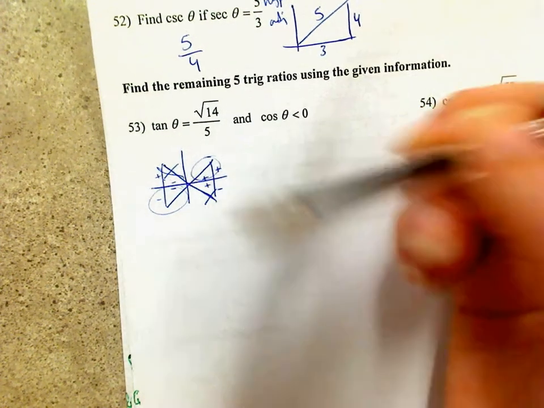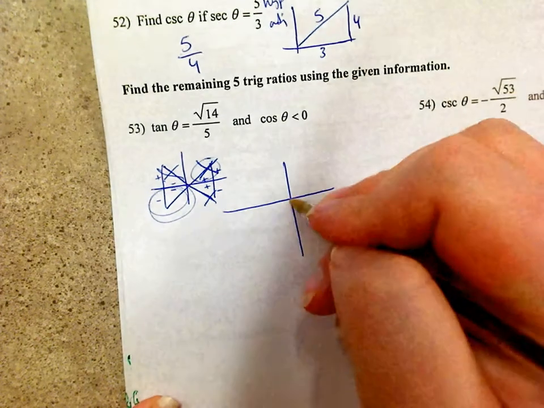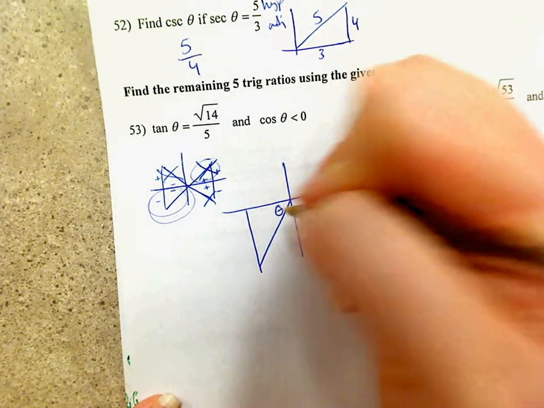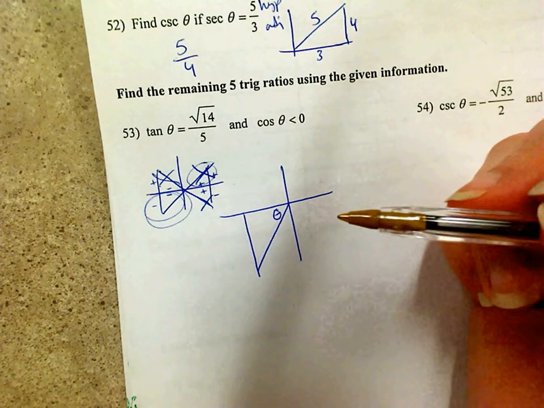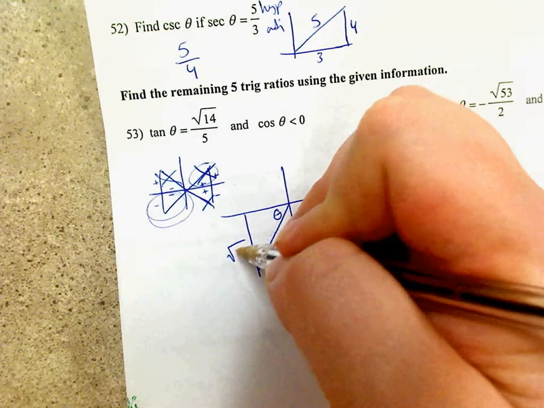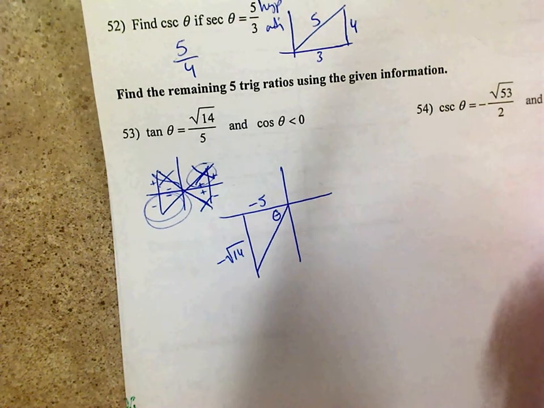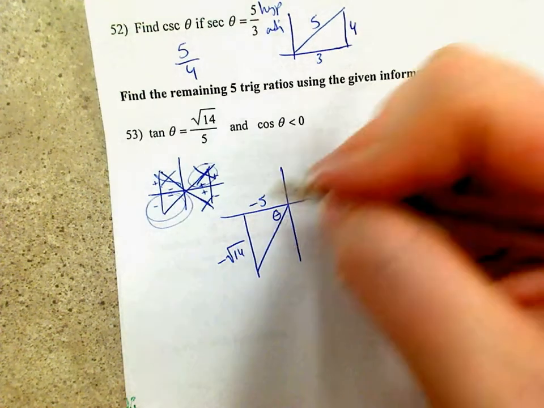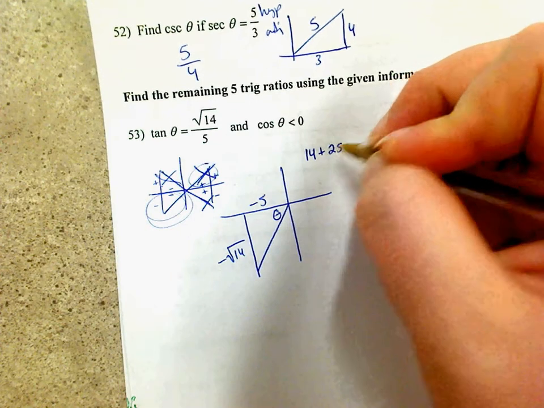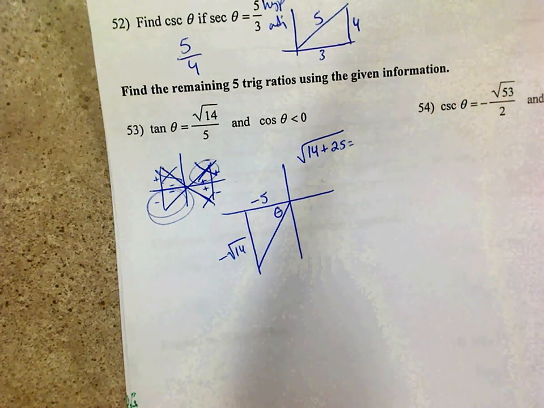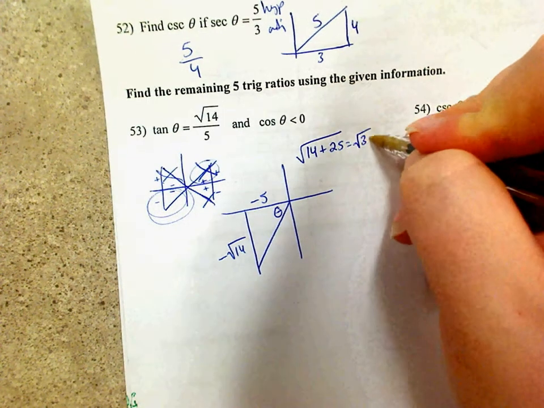Okay, if this is 14 and this is 5, tangent is opposite over adjacent. So opposite is the square root of 14, only it's negative. Adjacent is 5, and it's negative. Well, Pythagorean theorem says negative square root of 14 squared is 14 plus negative 5 squared is 25, and a squared plus b squared is c squared. So this is the square root of 39. Always positive.